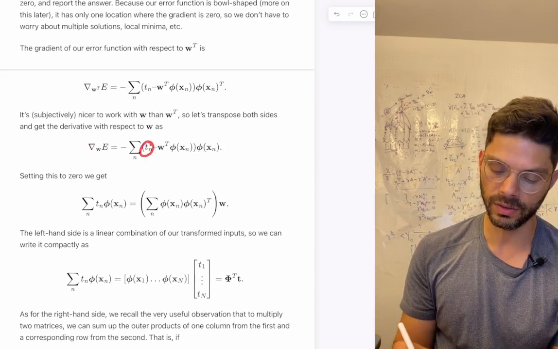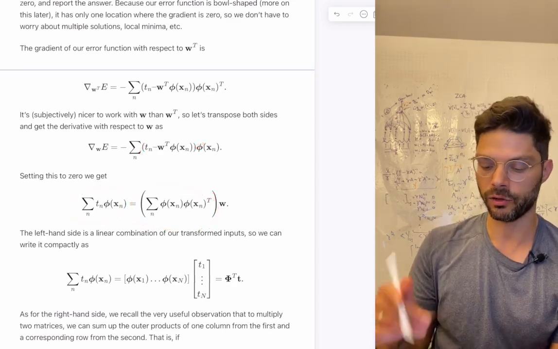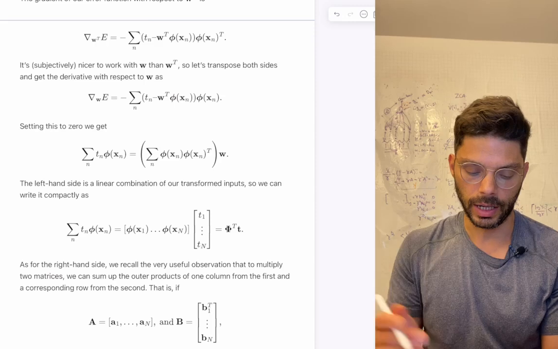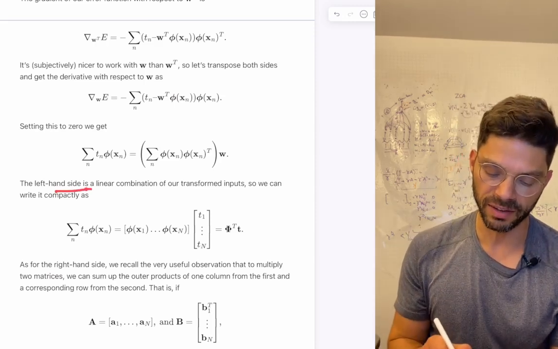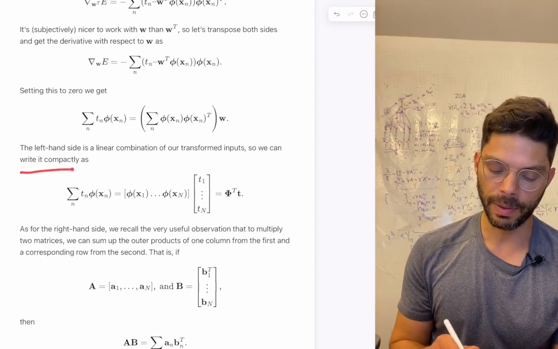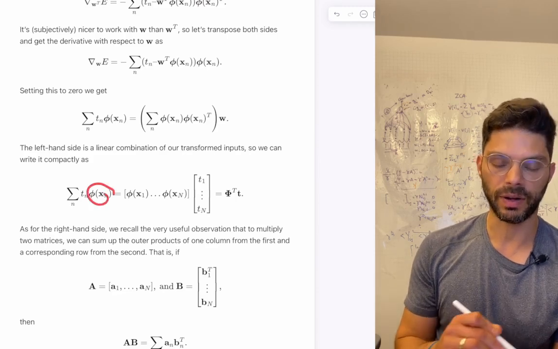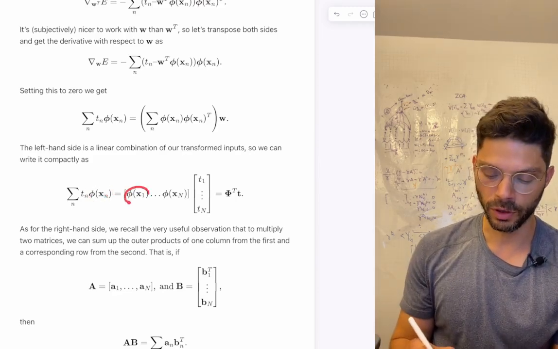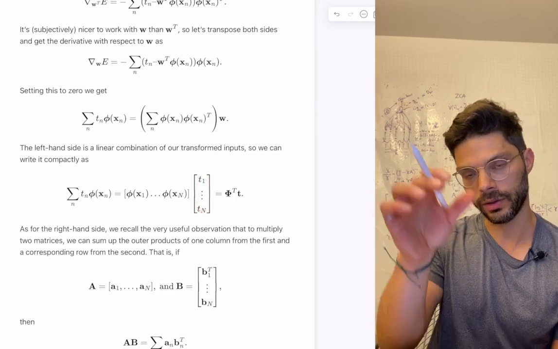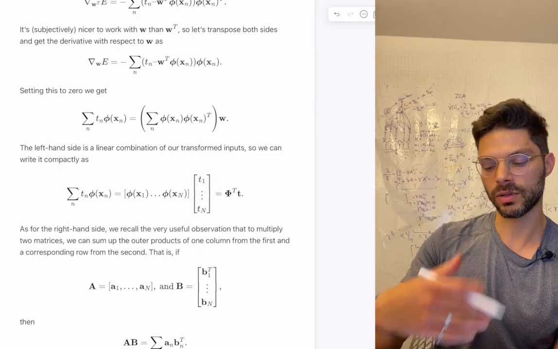Now I put these t's and the phi's on one side, and then we've got this sum of phi times phi transpose on the other side. So now, what are we actually doing here? The left-hand side is a linear combination of our transformed inputs. So we're doing a linear combination of phi of x_n's. We can just put those into a bunch of columns, with the t's forming the weighting. And now it looks exactly like the transpose of our design matrix.